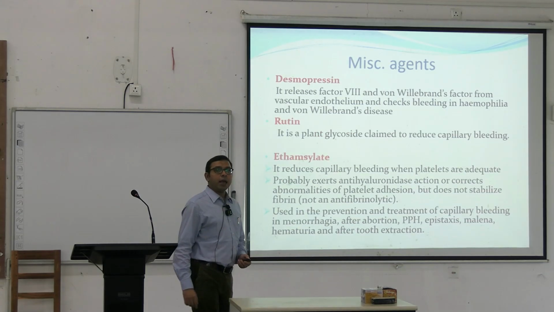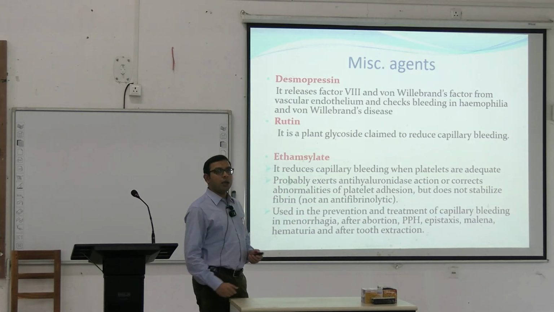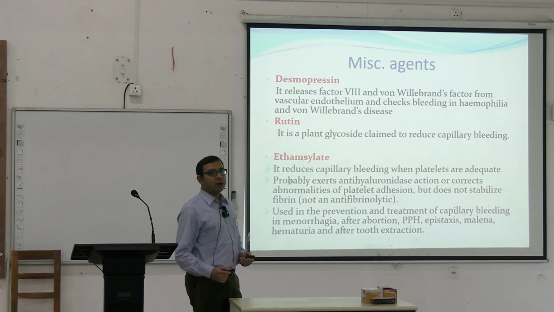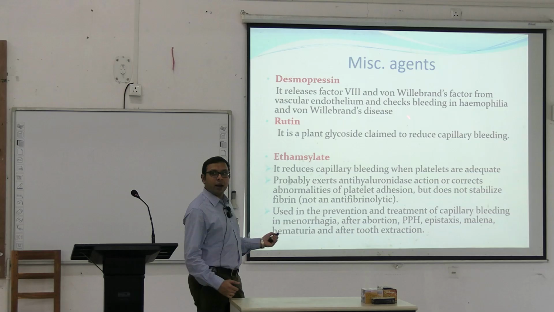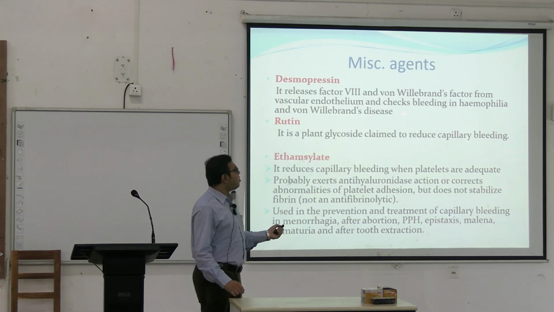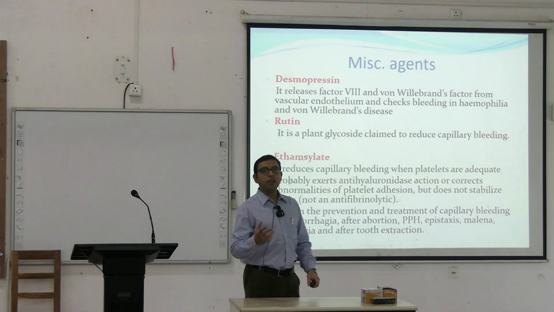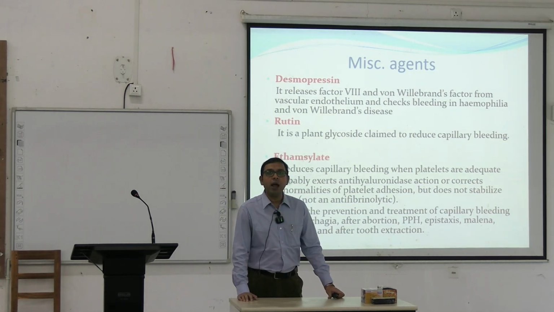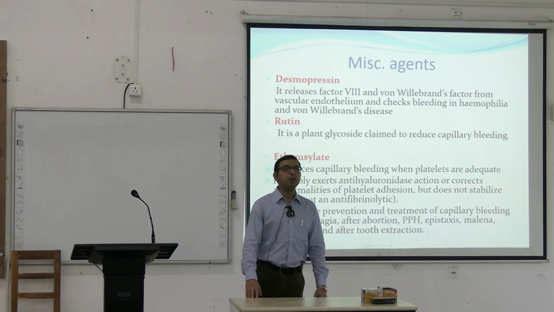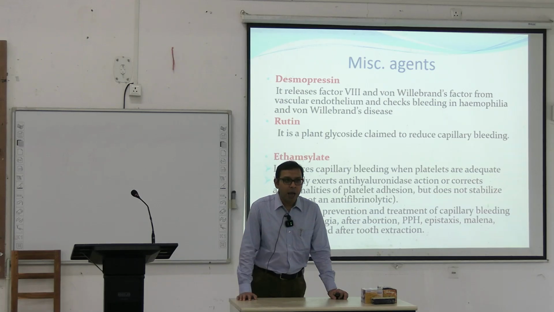Apart from vitamin K, there are some other types of coagulants like desmopressin. Desmopressin is a drug that ultimately releases factor 8 and von Willebrand factor from the vascular endothelium and checks bleeding in hemophilia and von Willebrand disease. So already we have discussed hemophilia. Hemophilia is factor 8 deficiency most commonly, or factor 9 deficiency. This is also known as Christmas disease. The manifestations are more or less similar.